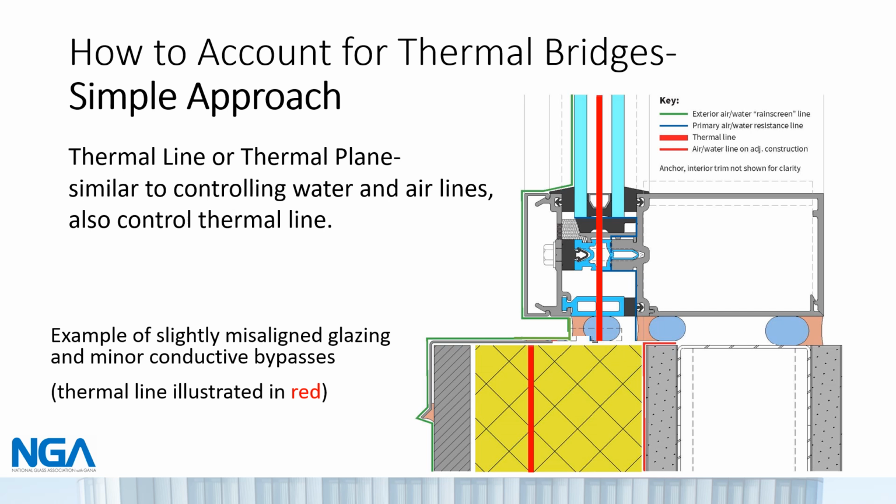Now we'll reference the thermal line illustrated in red. Just as designers and engineers look for a continuous line connecting the constructions to form the primary air and water barriers, they should also now look to construct a continuous thermal line connecting the insulating materials across the transition details from fenestration to surrounding construction to create a thermal barrier between components. This example shows minor conductive bypasses, not ideal but not poor.